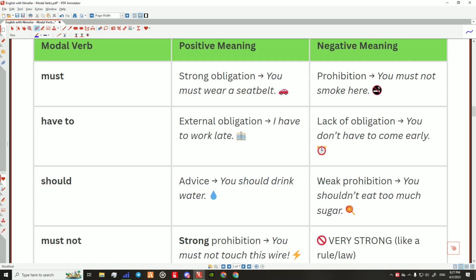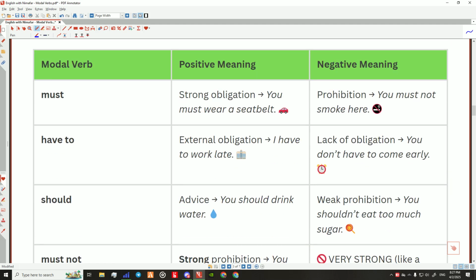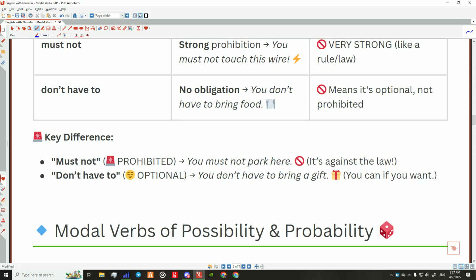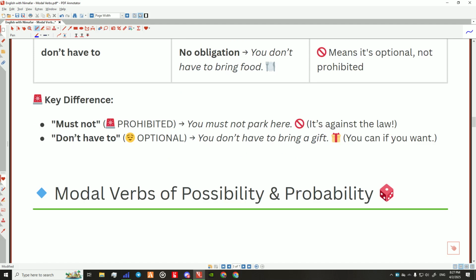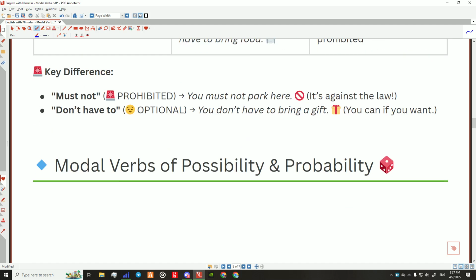So this table is important. Positive and negative, they are different. You must do something and you must not do something, or you have to do something and you don't have to do something. They are totally different. Key differences here: must not means prohibited. You must not park here. It is against the law, as we said. Don't have to means optional. You can if you want. You don't have to bring a gift, but no one is hindering you.